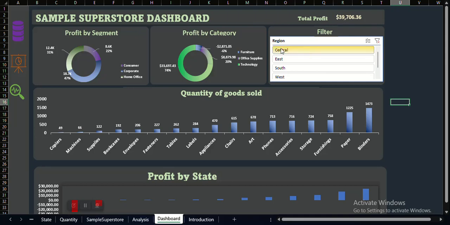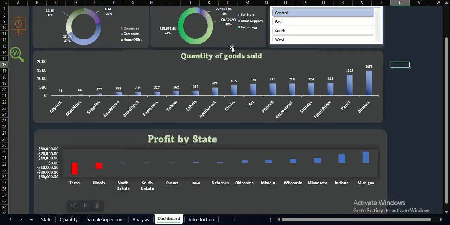This is the distribution of the profits according to category and segments. And we see that binders and papers also perform highest in this region, with copiers performing the least with just 49 units sold. In the central region, we have Texas as the state with the highest loss for the organization, while Michigan has the highest profit.